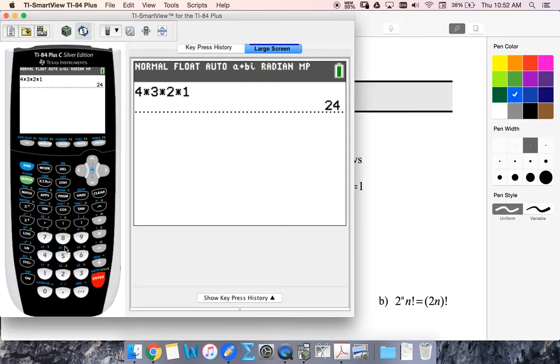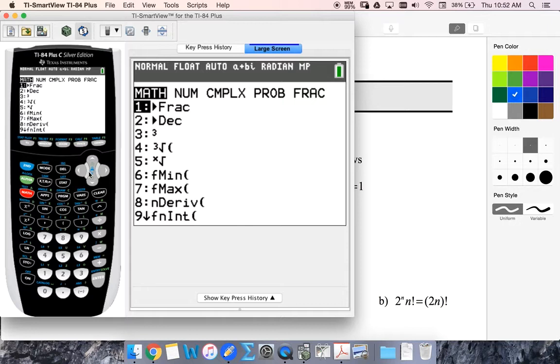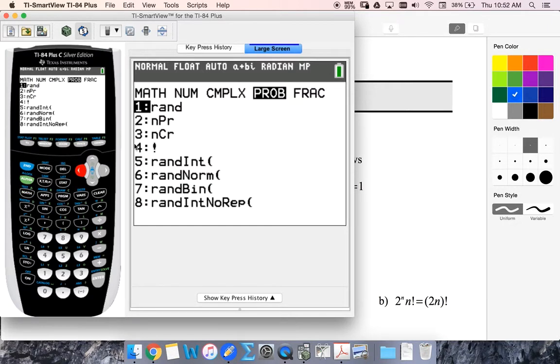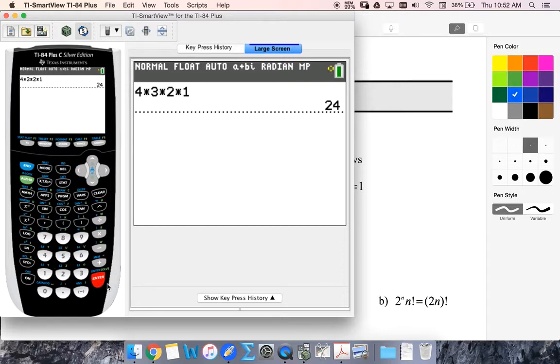But there's also a menu item to do factorial. So I'm doing 4 factorial, that's why I did the 4. Come over to probability, up here, and there's my factorial symbol. 4 factorial, also 24.